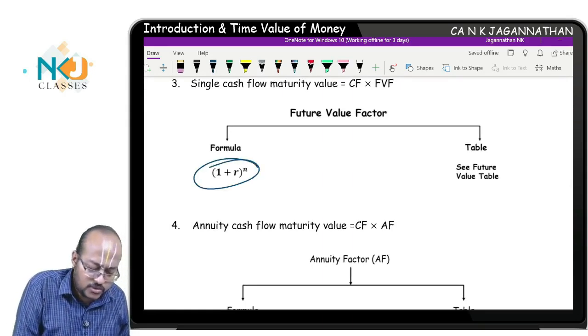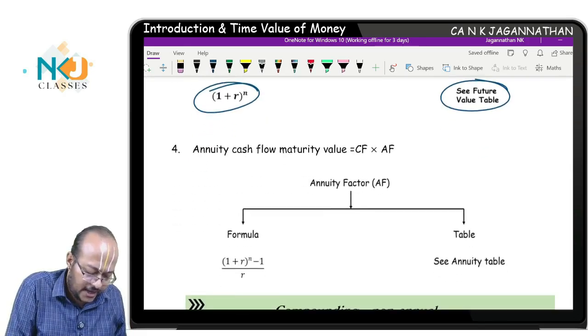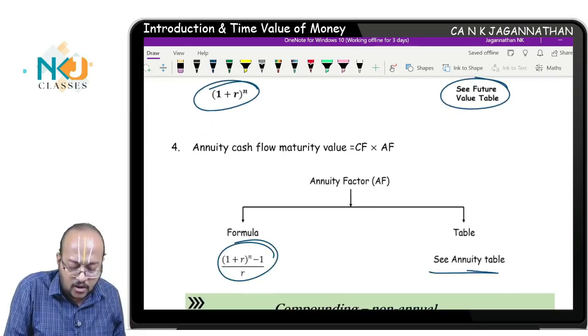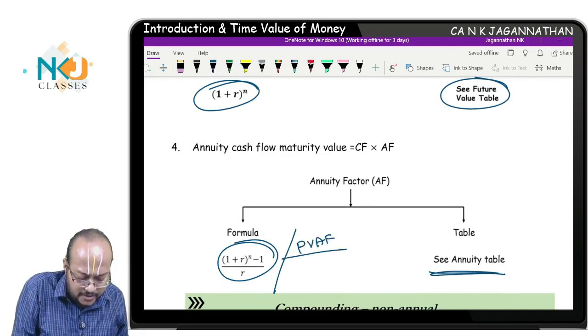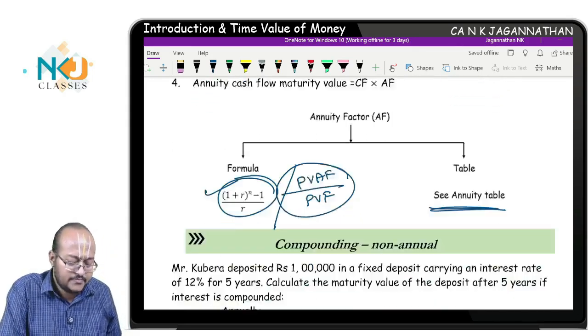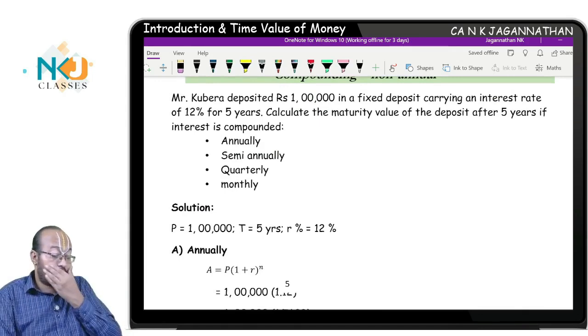Next is future value. Here is the formula. You can use this future value factor table also. You can use the annuity factor formula, or the present value annuity factor divided by the present value factor. If you feel this is complex, this will be very easy, right? Next we'll come to continuous compounding.